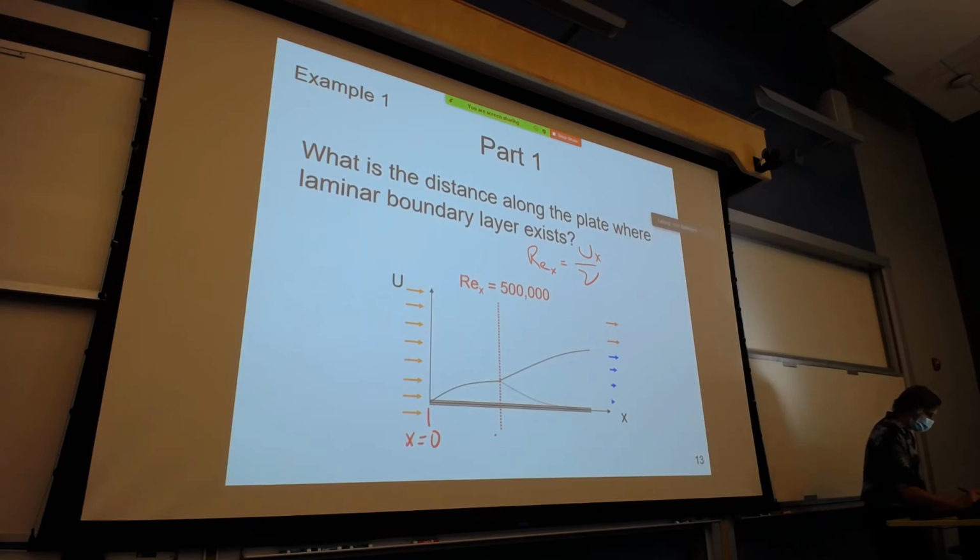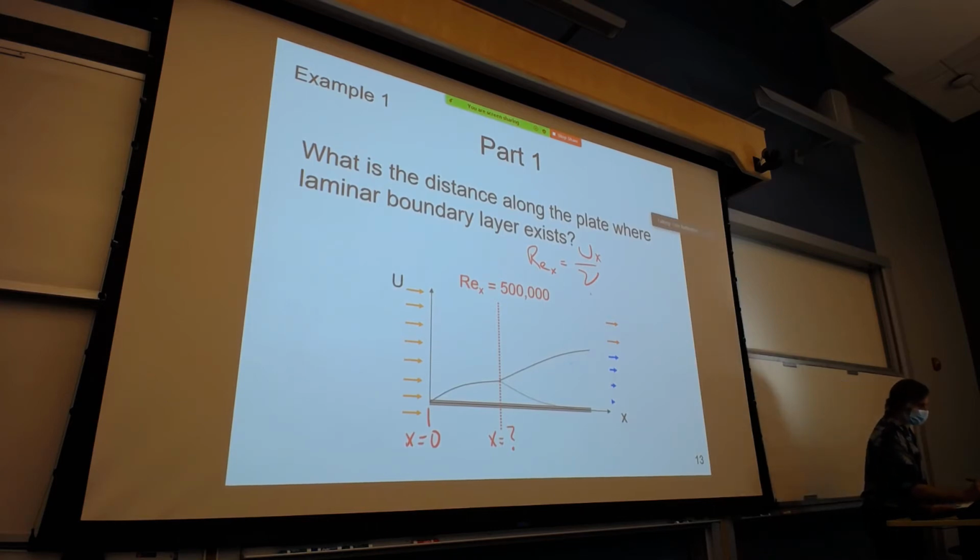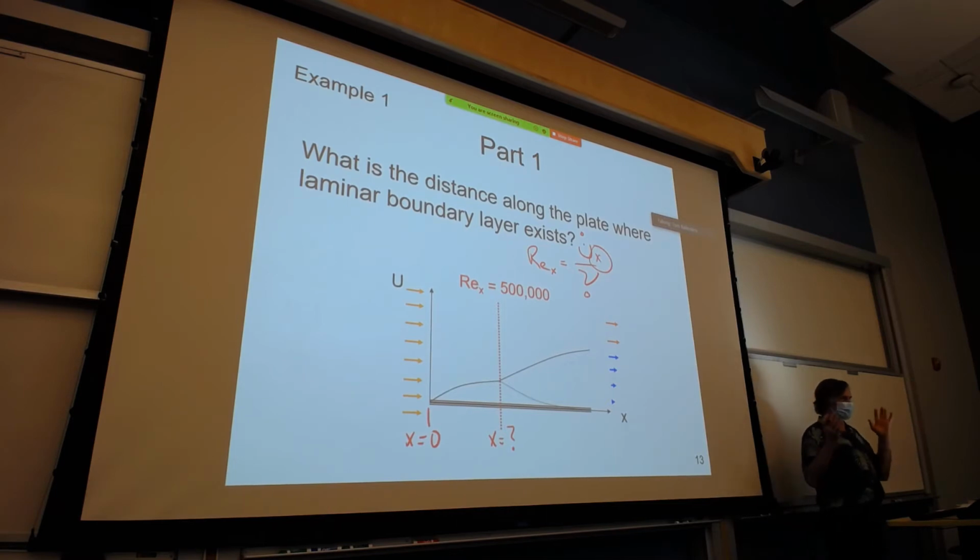We're trying to find this distance where the laminar boundary layer ceases. Obviously, if you look at the equation for the boundary Reynolds number, u is a constant and nu is a constant. The only thing that changes is x, the distance along the plate. So the largest value of the boundary Reynolds number for laminar flow occurs at the x where it is 500,000. All we have to do is rearrange this equation and solve for x.